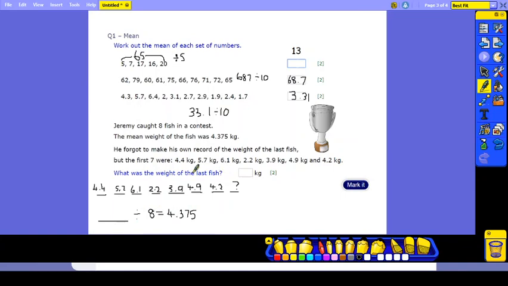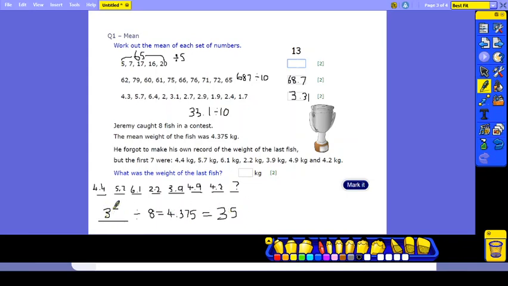So what was the weight of the last fish? Well, I'm going to start by multiplying this by 8, because I know then that's going to tell me the bit that it's meant to total. So if I do 4.375 times 8, let's see what I get. I think I made a mistake, so I'm just going to check it. 4.375 times 8 is 35. And remember, if you were doing this in the column method, remember to get rid of the decimal point. There are 3 decimal places, so multiply 4,375 by 8 and then put those 3 decimal places back in again. So I've ended up with 35.